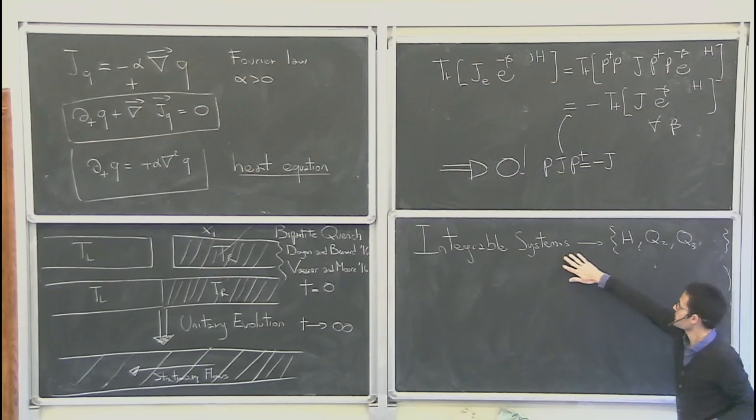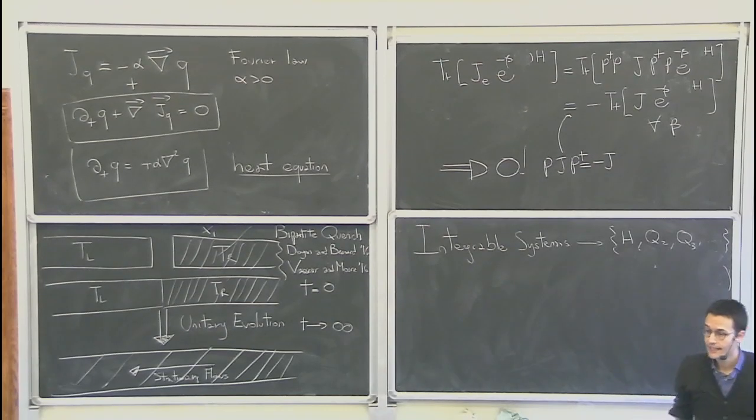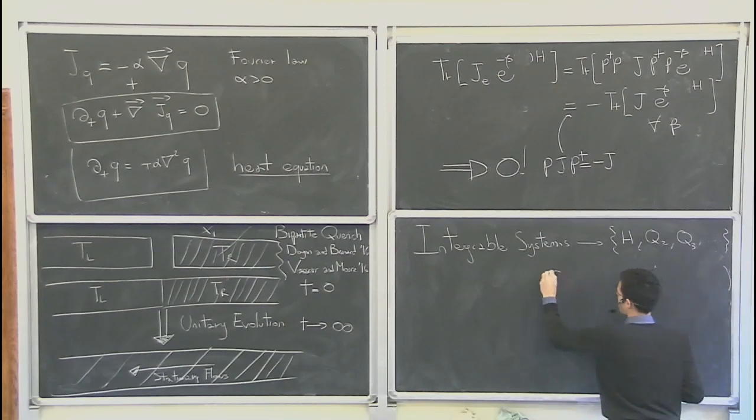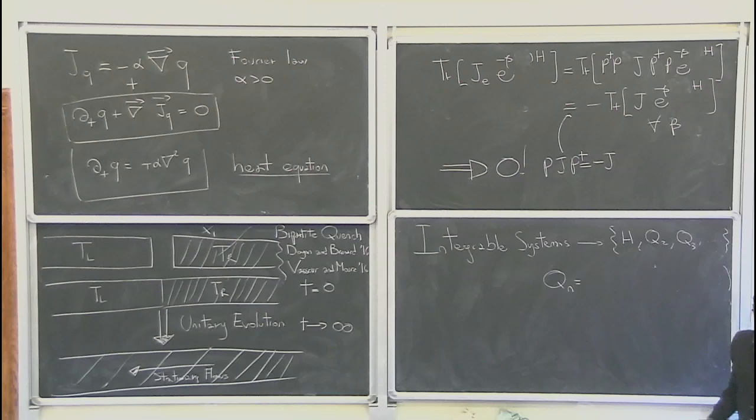integrable systems are systems where I have many conservation laws of the form of the Hamiltonian, which are called local. And it means that they are written, so a generic conservation law is written as, let me use a continuum notation just for simplicity.